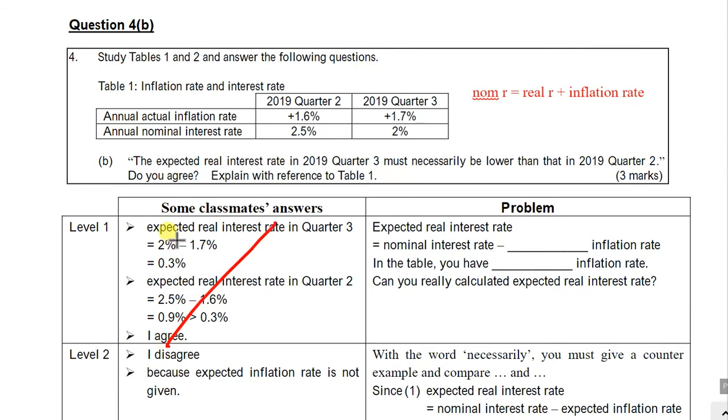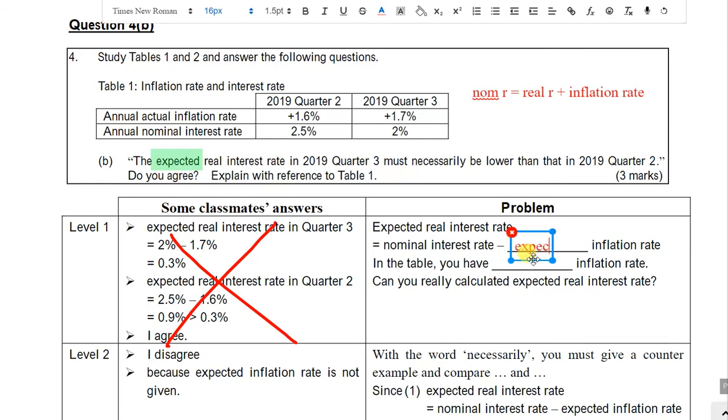Why? Because this is totally rubbish. Why is this totally rubbish? Because in the question there is one important word that you shouldn't ignore. Which word is it? The word expected, right? You need to find out the expected real interest rate, but not the realized real interest rate. And that means when you do the calculation, is this inflation rate expected or actual? To find out the expected real interest rate, you have to use the expected inflation rate to do the calculation.